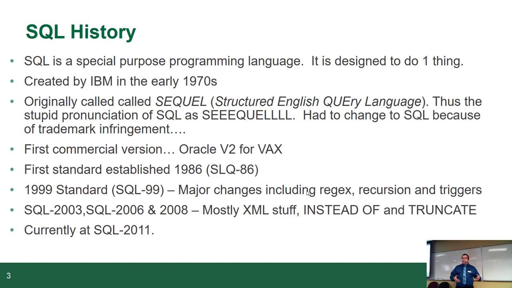If you learn SQL 99, you're good. It covers the most complex functionality added to databases since they were created initially. Currently, last I checked, we're at SQL 2011. There's 2003, 2006, and 2008. And most of that stuff included XML, which was supposed to be the godsend for data, which we all discovered was useless. They added INSTEAD OF, which is special functionality. I'll talk about that later in the term. And TRUNCATE, actually, I do talk about today. TRUNCATE is something that existed for 10 years before it was accepted in the standard. It's just nobody wanted to put it in the standard. It's just what it is.